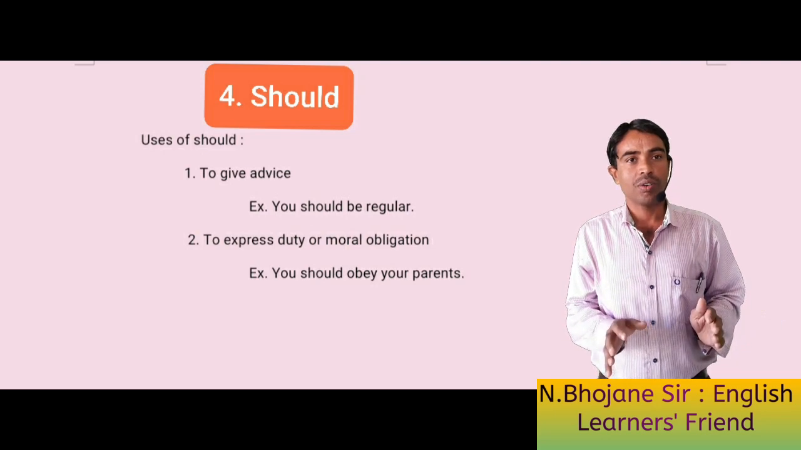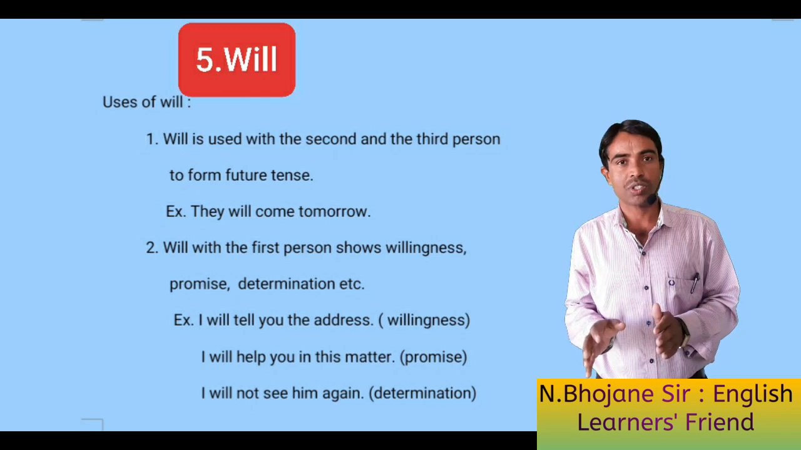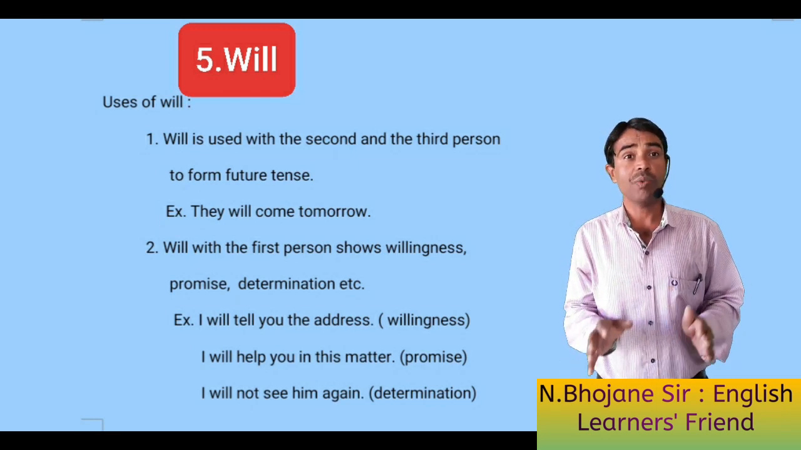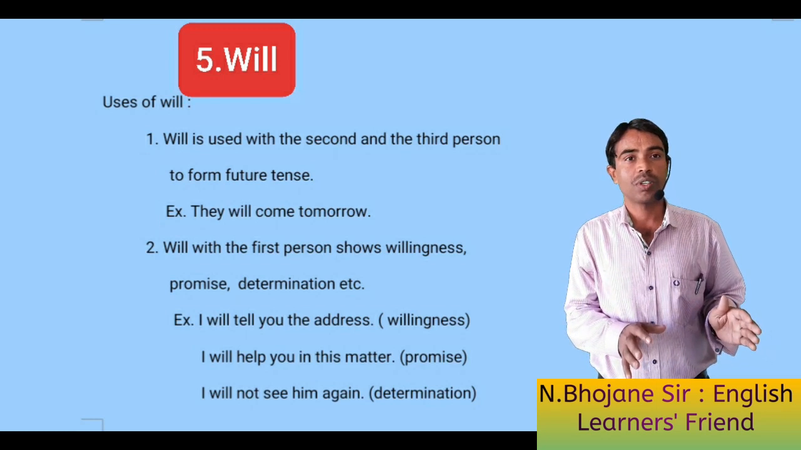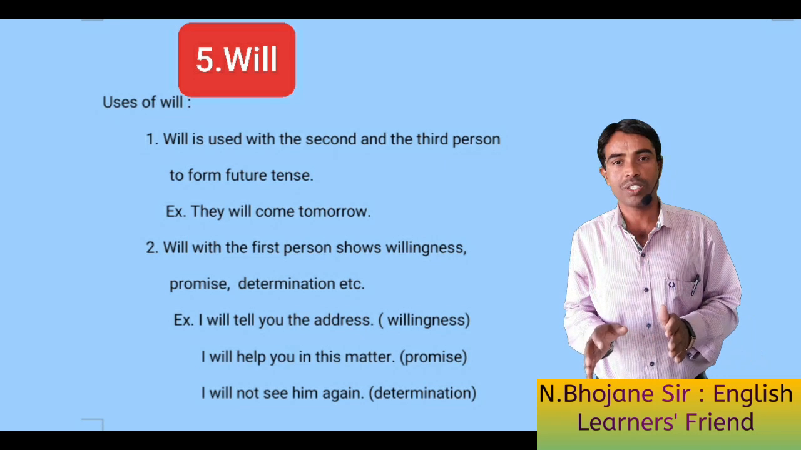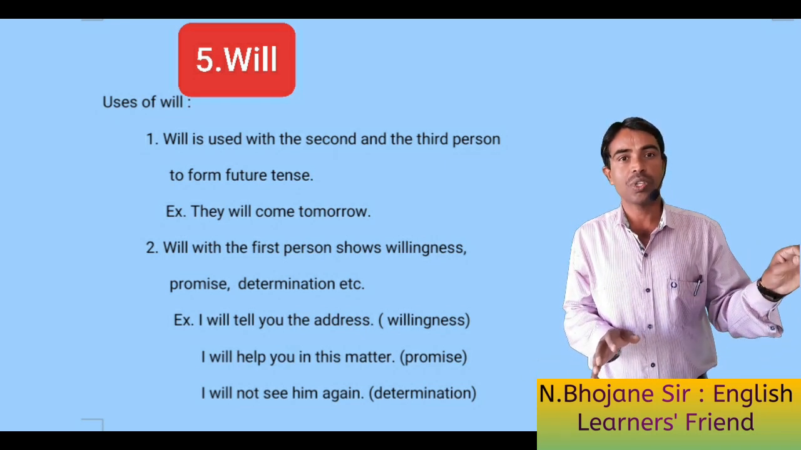Will. Uses of will. Will with the second and the third person shows future tense. For example, they will come tomorrow. Will with the first person shows willingness, promise, determination, etc. For example, I will tell you the address.